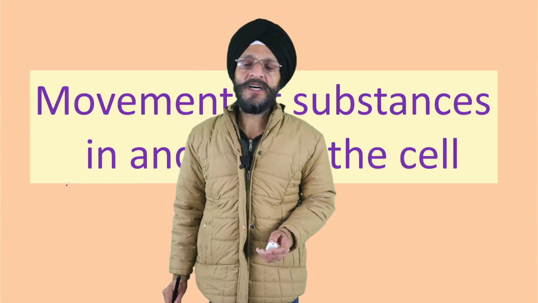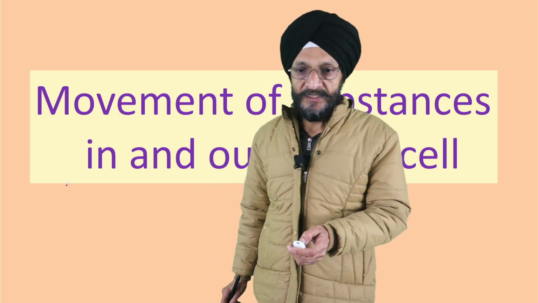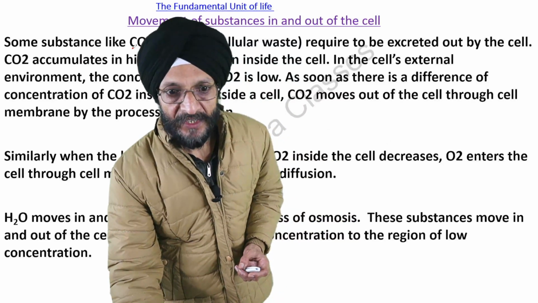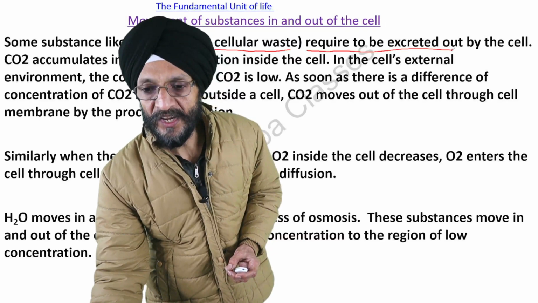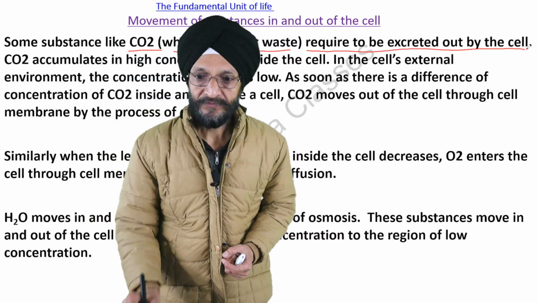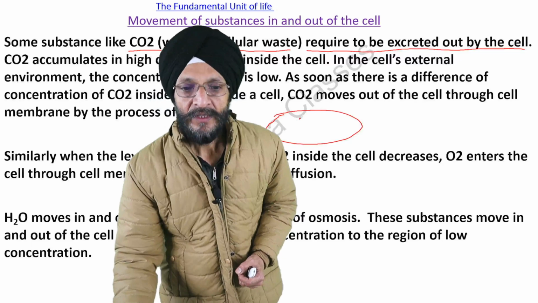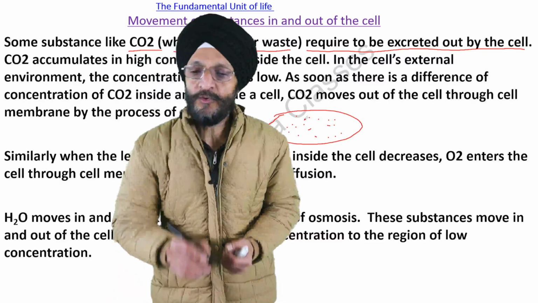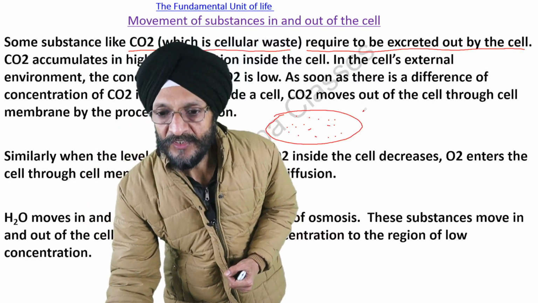Now the topic before us is movement of substances in and out of the cell. Some substances like carbon dioxide, which is a cellular waste, require to be excreted out by the cell. Suppose this is the cell and carbon dioxide is in high concentration. We know that carbon dioxide cannot be seen, but for the purpose of example, we are assuming this.